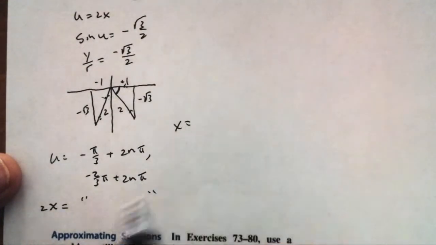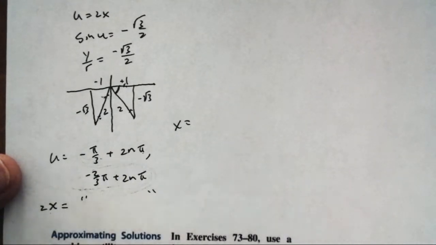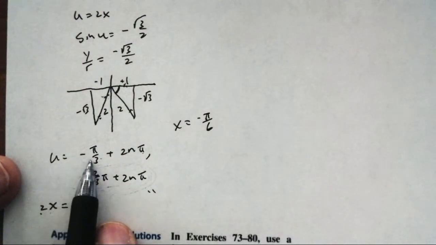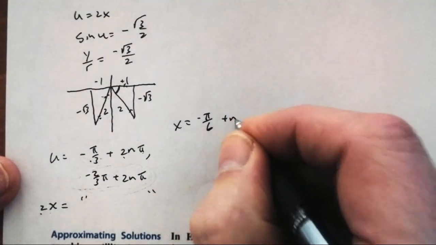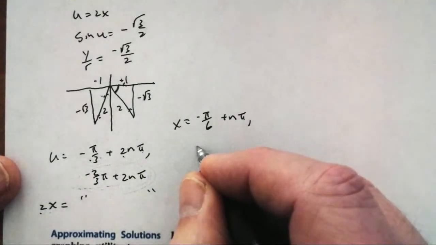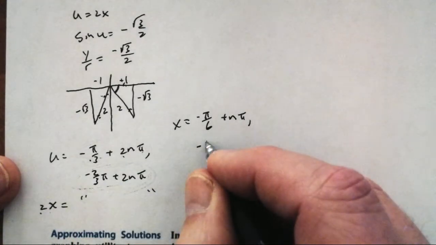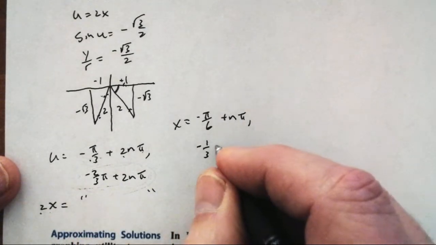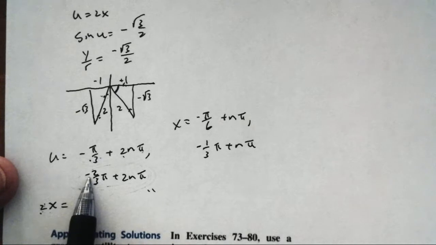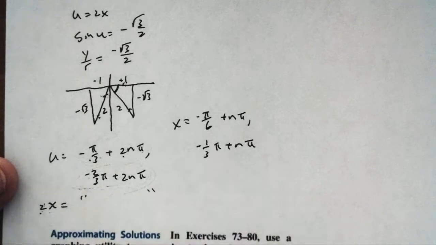So x equals, divide those by 2. Divide this whole thing by 2 and this whole thing by 2. And I get negative pi on 6, multiply by 1/2, plus n pi, multiply by 1/2. Negative 2/6, or negative 1/3 pi, plus n pi. If I multiply by 1/2, I get negative 2/6, negative 1/3, plus just n pi.